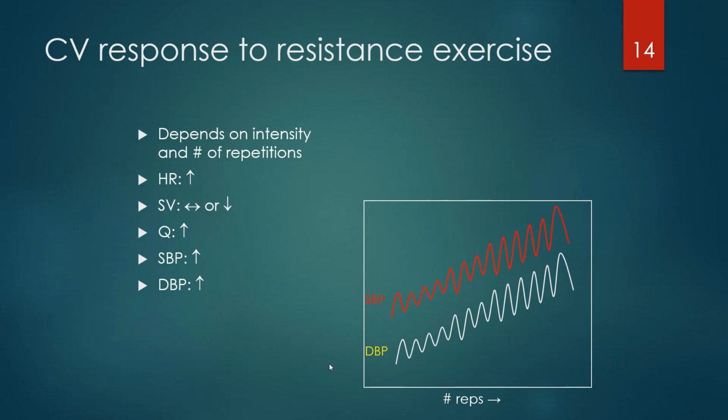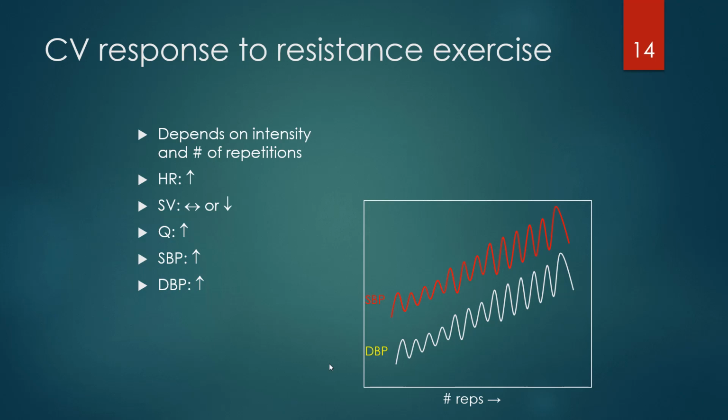All right, shifting gears a little bit here, I want to talk about just the cardiovascular response to resistance training. Assuming we're talking about dynamic resistance training where there's actually movement occurring, like you're doing a bench press exercise with repetitions, the response is going to depend on the intensity, which is basically how much weight you're lifting, and also the number of repetitions. Higher intensity or heavier weight, greater the response. More repetitions, greater the response.